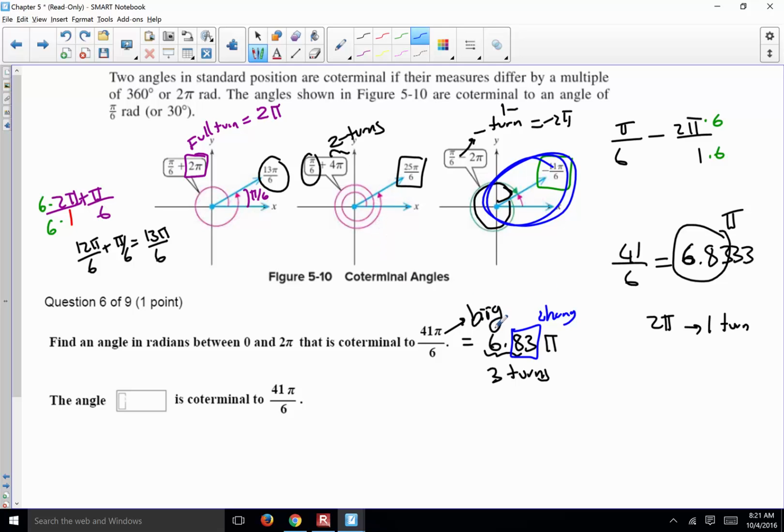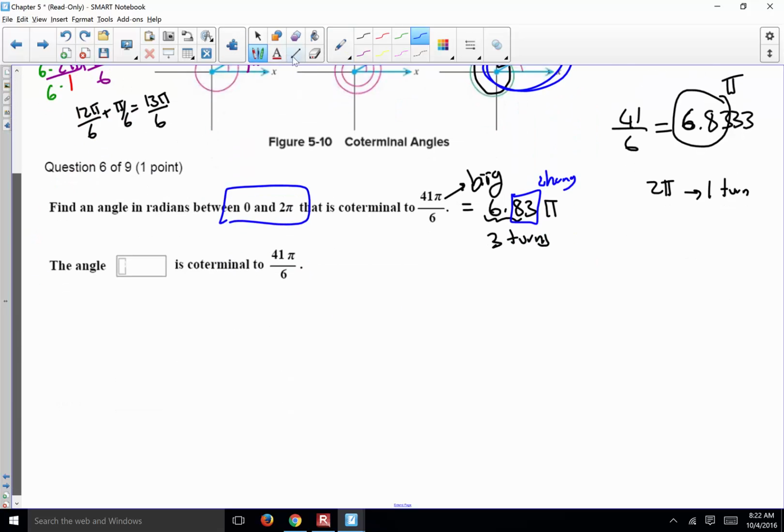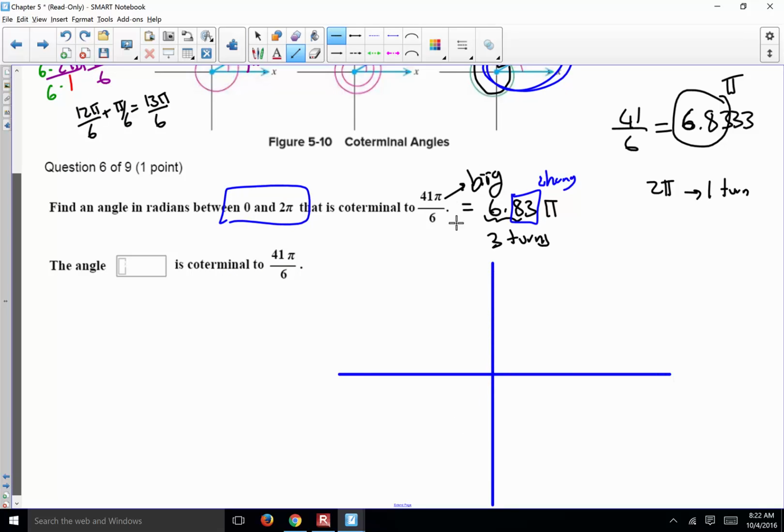Anyway, this is too big. We need to take it back to an angle between 0 and 2 pi. Again, this is what happened here. You had an angle. It turned once, twice, 3 times. I know 6 pi is 2 pi, 4 pi, 6 pi, and then 0.83 pi. Because 1 pi is half a circle, 0.83 is somewhere about here.